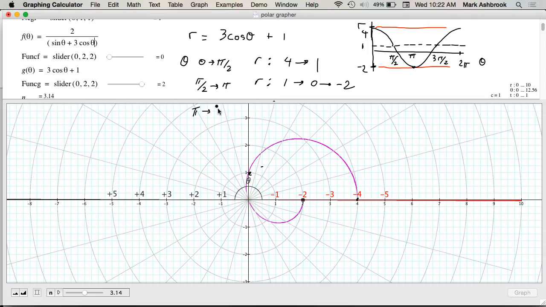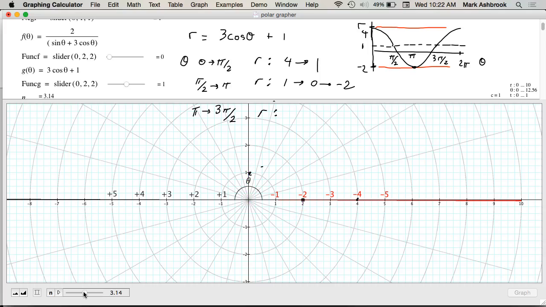What happens to R as theta goes from pi to 3 pi over 2? R goes from negative 2 to 0, close to 3 pi over 2, and then to 1 at 3 pi over 2. So imagine the angle sweeping this way, and R is going to go from negative 2 back to 0.